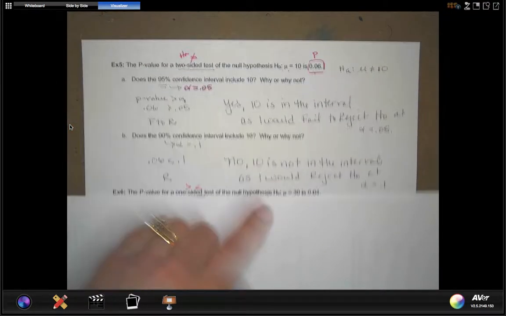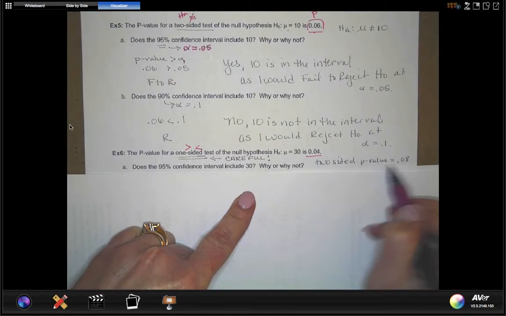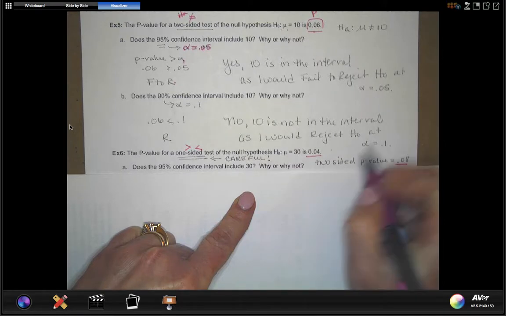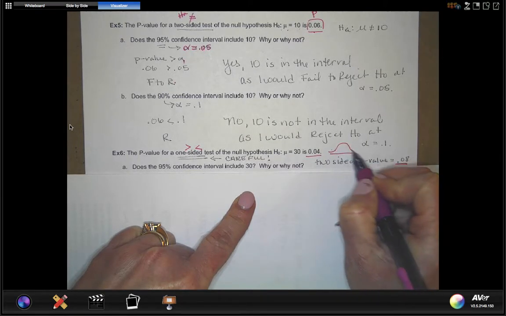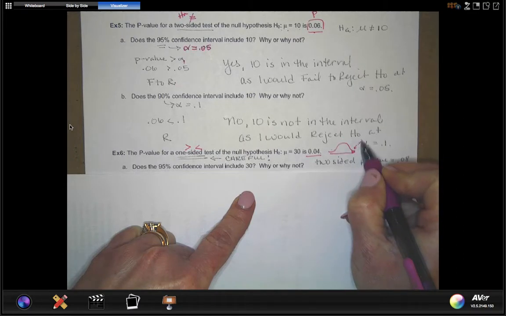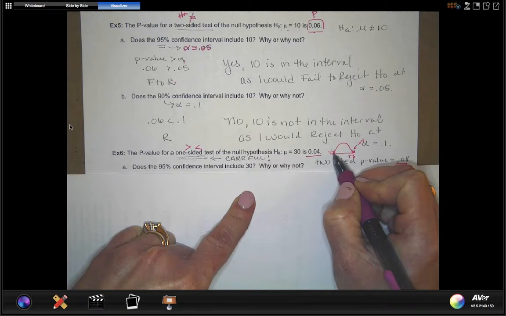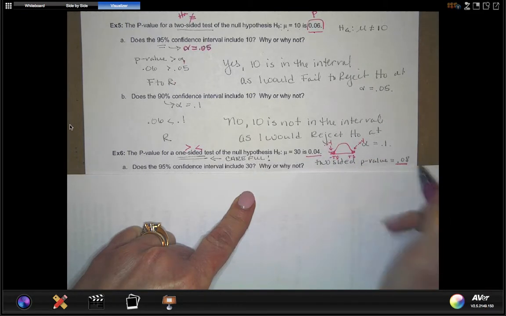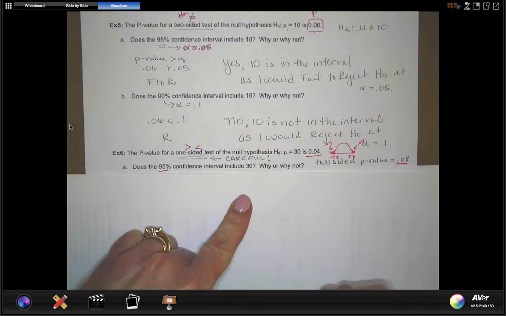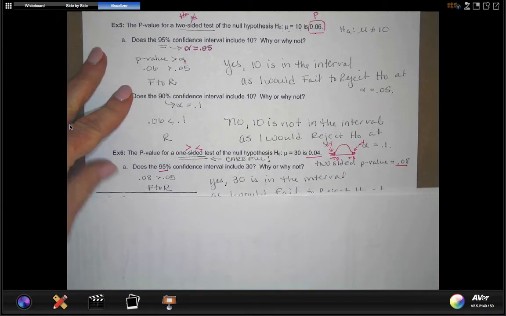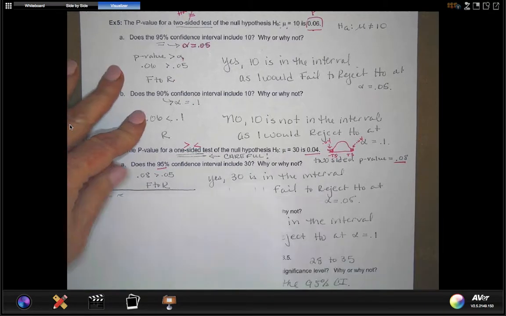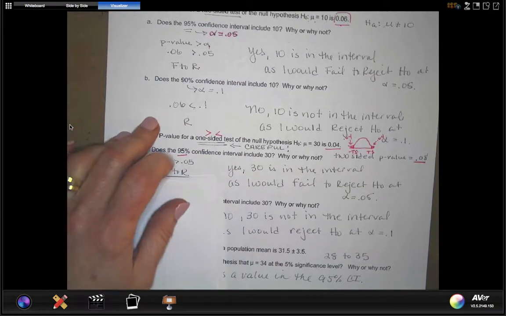So what I'm going to do is take that p-value and double it. Because think about it. I don't know which side this one-sided was, but let's say this is the p-value and this is what the test statistic was. Well, if you're two-sided, you just find the other one, and this is going to be 0.04, so I'm going to double it to get 0.08. Now I can answer that question. So here I'd fail to reject, and yes, 30 is in the interval.